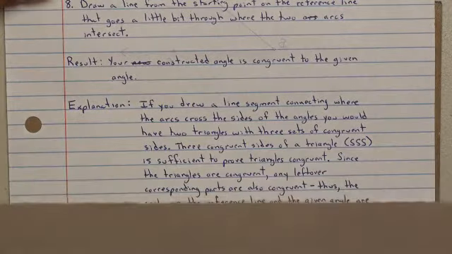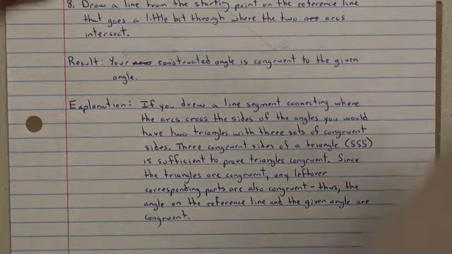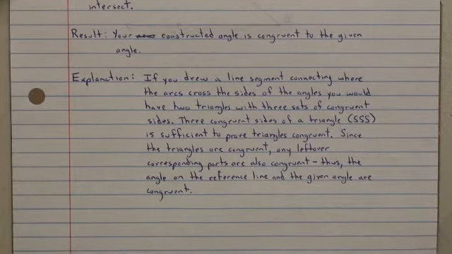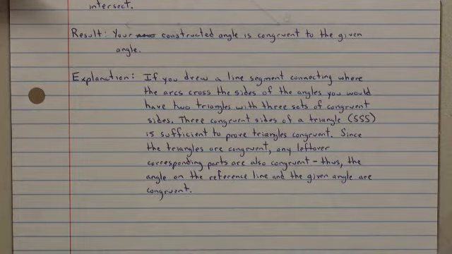And the explanation, which is pretty long. The explanation says, if you drew a line segment connecting where the arcs cross the sides of the angles, you would have two triangles with 3 sets of congruent sides. 3 congruent sides of a triangle, which is called SSS, is sufficient to prove triangles congruent, and we'll see more of that later on in the year. Since the triangles are congruent, any leftover corresponding parts are also congruent. Thus, the angle on the reference line and the given angle are congruent.